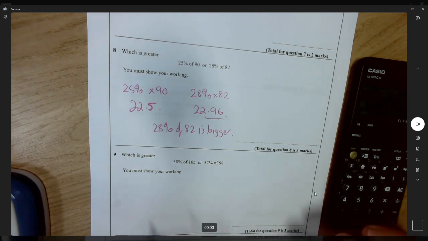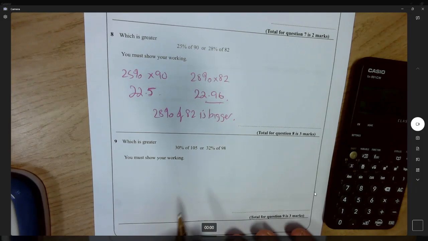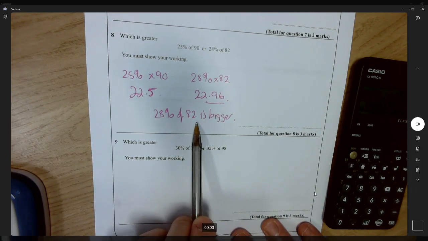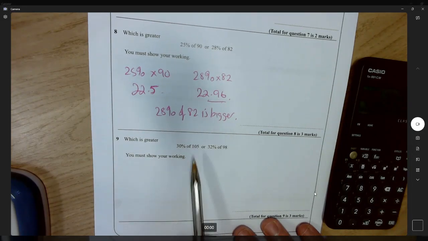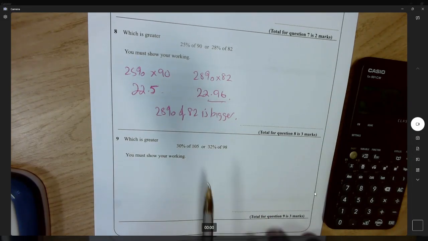So continuing on about fractions. So here's a question for you to try, following on from the example that I did previously. So pause the video, have a go, and then come back for the answer.